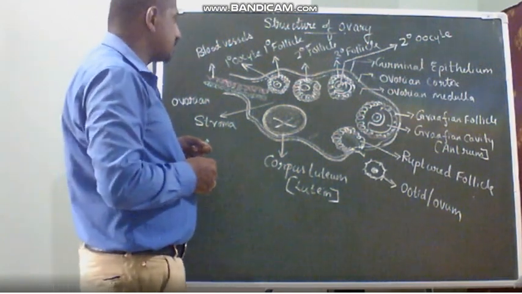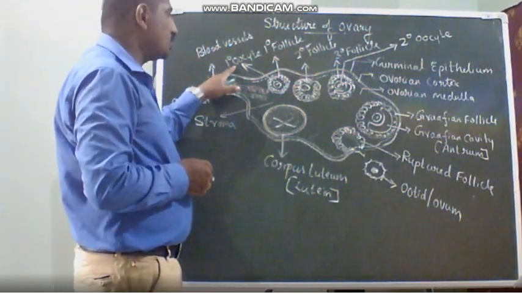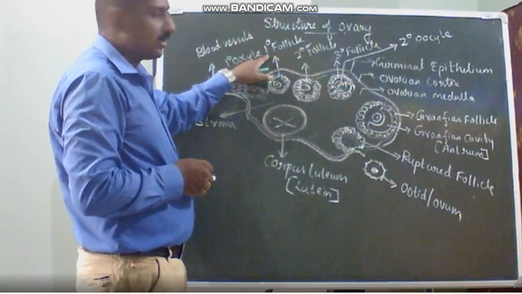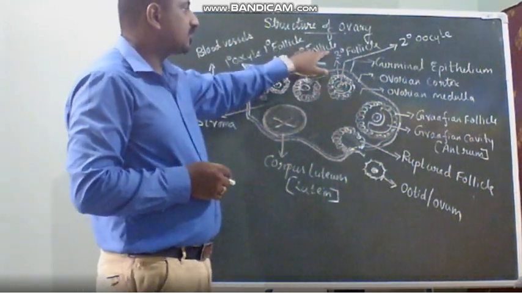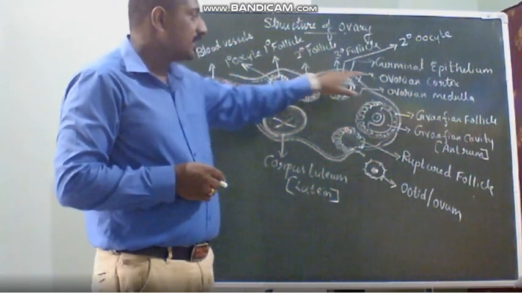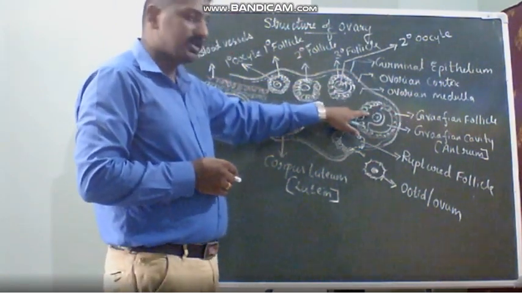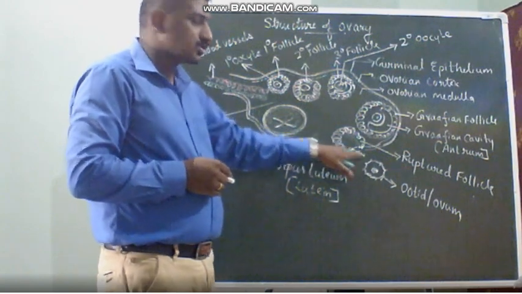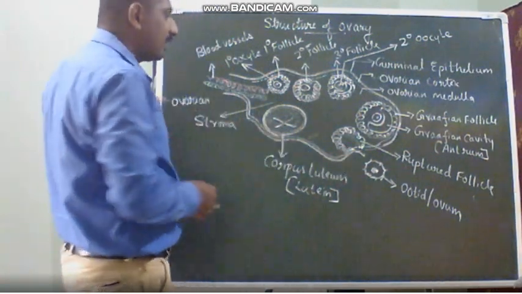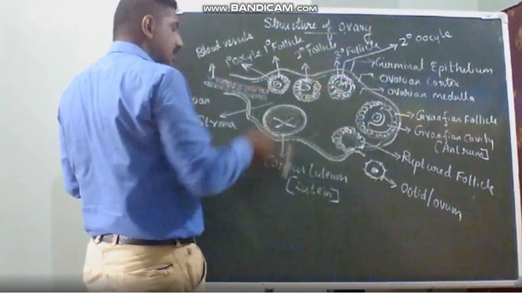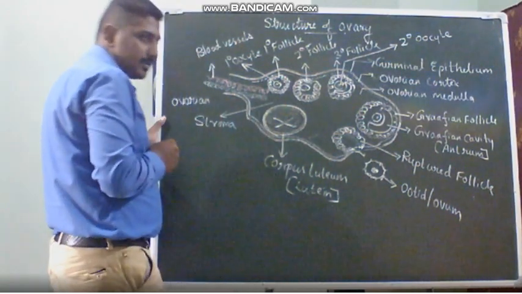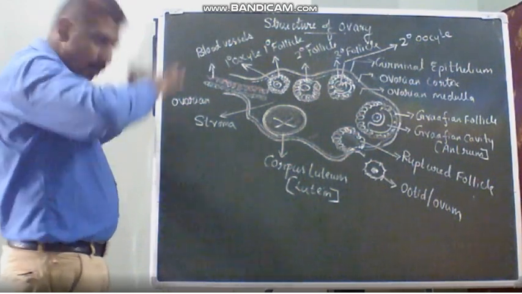So we have the following developmental stages: the primary oocyte enclosed by the primary follicle, the secondary follicle enclosing the primary oocyte, the tertiary follicle enclosing the secondary oocyte, the Graafian follicle enclosing the ootid or the ovum. They will rupture and release the ovum, and the empty Graafian follicle, the ruptured Graafian follicle, transforms into a corpus luteum.